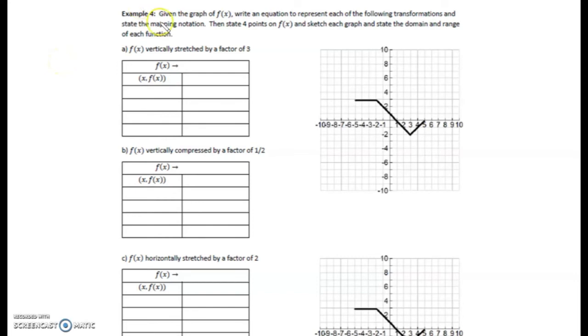Okay, example 4, given the graph of f of x, so this is again like a random graph, that's why we just call it the function. Write an equation to represent each of the following transformations and state the mapping notation. Then we're going to state 4 points on f of x, and then we're going to sketch each graph. Well, the original is done for us already, so we're going to sketch the transformed graph and state the domain and range. So vertically stretched by a factor of 3, what we're going to get is 3 times whatever f of x is. So the x's are going to stay the same, and the y's are going to multiply by 3.